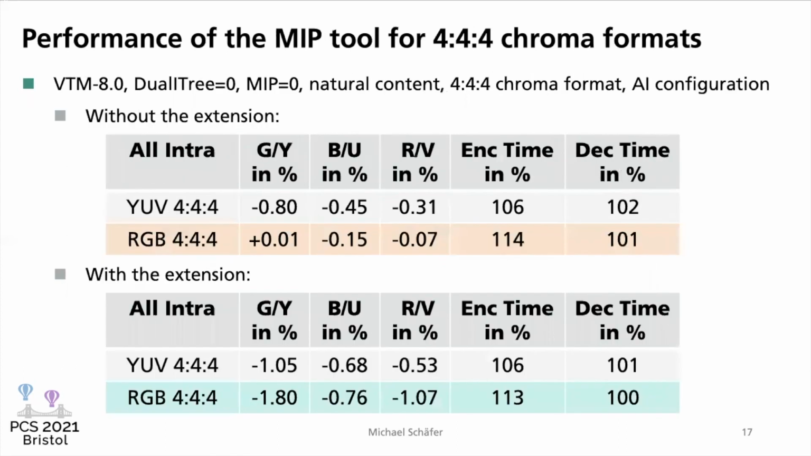Finally, we want to present performance evaluations of the MIP tool itself after the chroma extension. Therefore, we additionally disable MIP in the reference and measure the bitrate savings without and with the presented extension. The red row highlights how the MIP tool barely has a positive impact on the coding gain for natural RGB content. On the other hand, the green row proves that MIP is capable of producing notable bitrate savings when applied suitably.